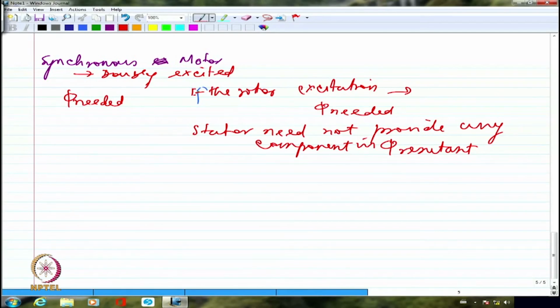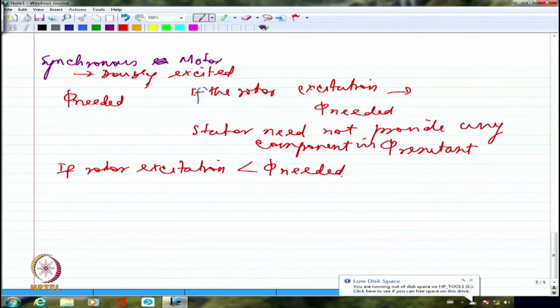In which case, the stator may not really draw any reactive current at all. It may just draw the current which is sufficient to produce the torque. That's it, nothing more than that. Whereas if the rotor excitation is less than phi needed, in which case it will definitely require drawing some amount of reactive current from the stator side as well, which will make up for any shortfall I had originally in the flux.